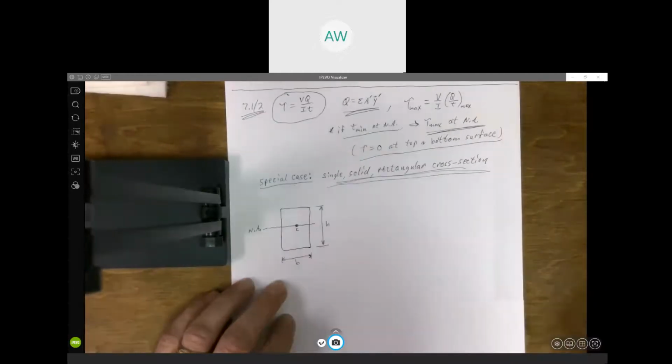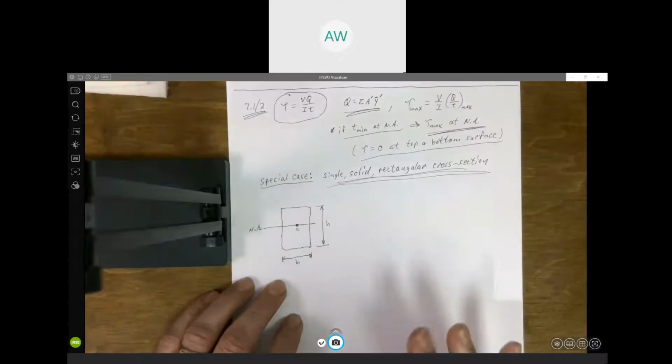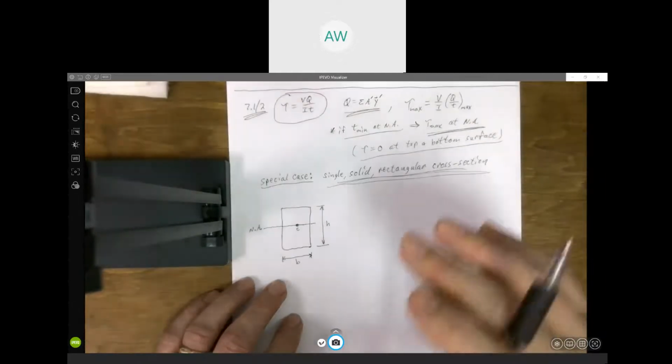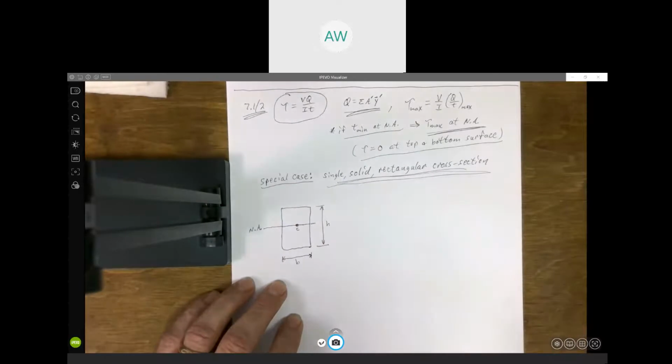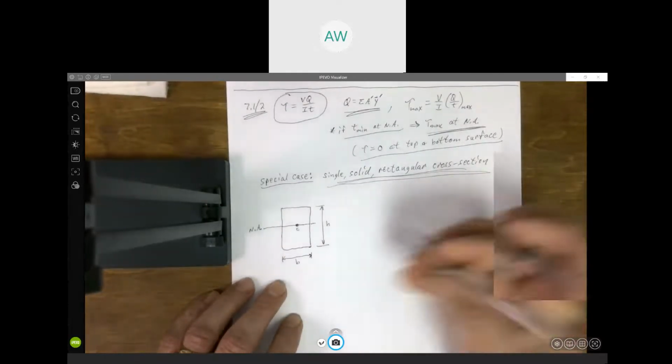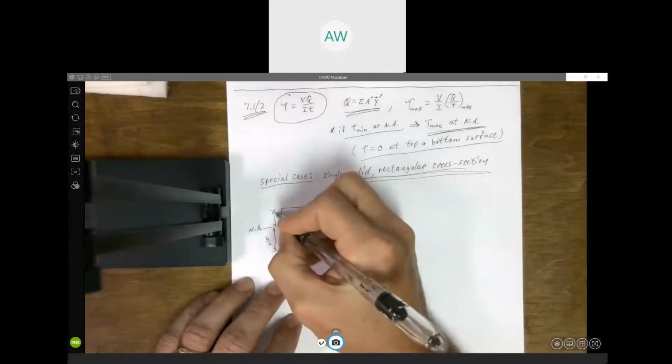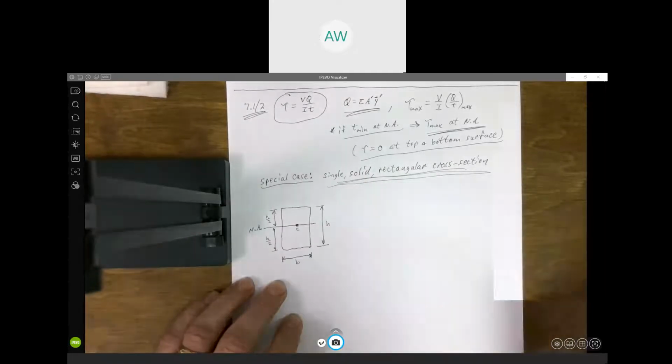So we've got this rectangular area, width b or base, height h. I know my neutral axis is going to be at the centroid. So from symmetry, I know this would be h over 2, and this also would be h over 2. That centroid's right in the middle.